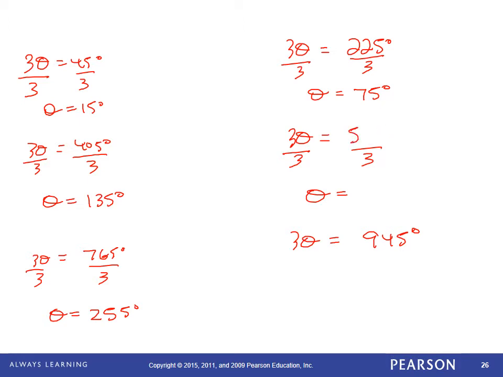Okay, 585, is that right? Yeah. And then divide by 3. Theta is equal to? 195. And then 945 divided by 3, theta is equal to 315. Okay, so notice, if you go back to your original theta, all of these guys are between 0 and 360, as you eventually end up with them.